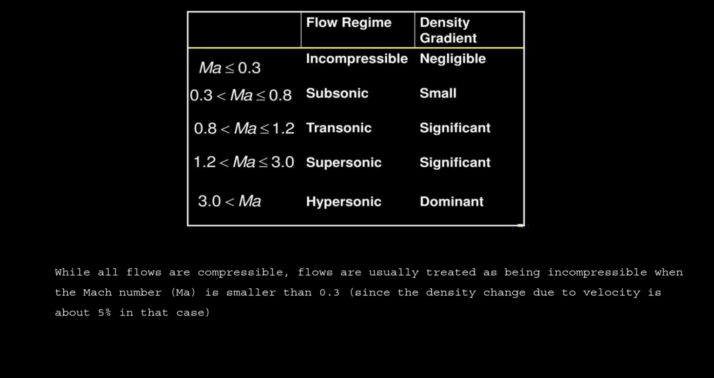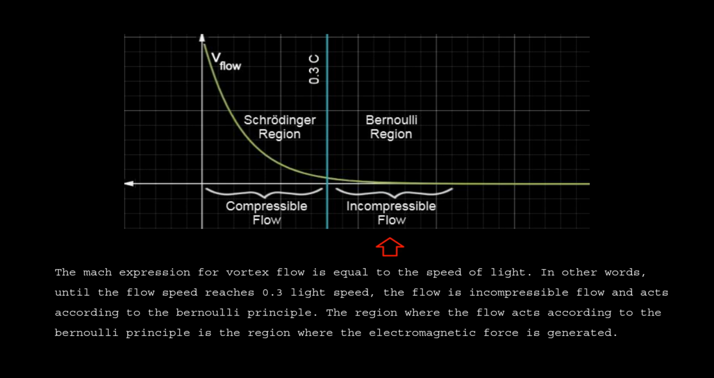Schrödinger versus Bernoulli. While all flows are compressible, flows are usually treated as being incompressible when the Mach number is smaller than 0.3, since the density change due to velocity is about 5% in that case. The Mach expression for vortex flow is equal to the speed of light. In other words, until the flow speed reaches 0.3 light speed, the flow is incompressible flow and acts according to the Bernoulli principle. The region where the flow acts according to the Bernoulli principle is the region where the electromagnetic force is generated.